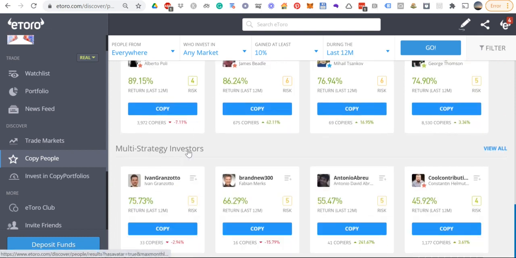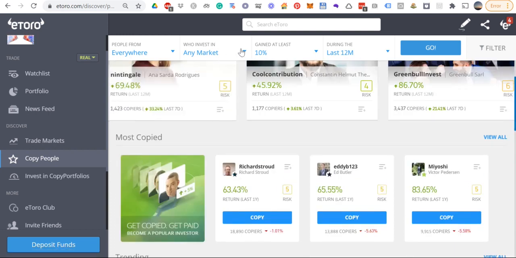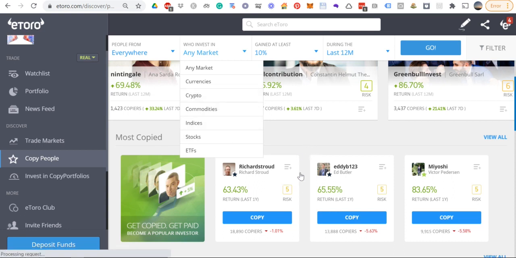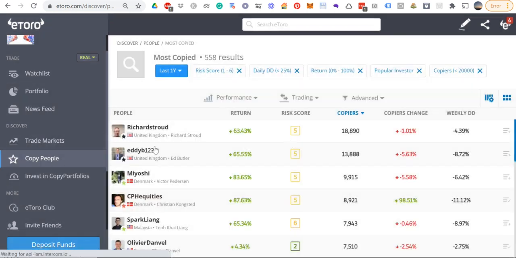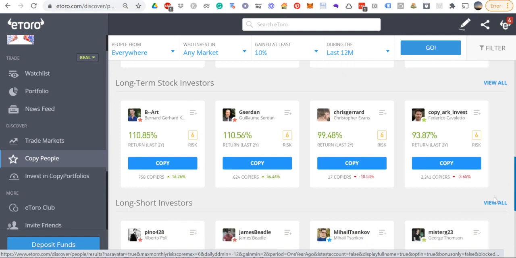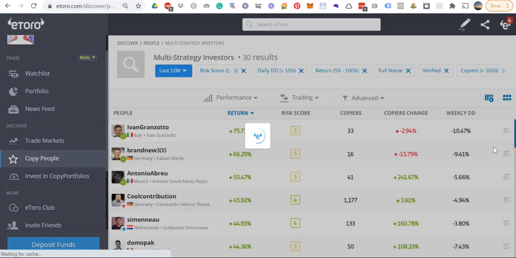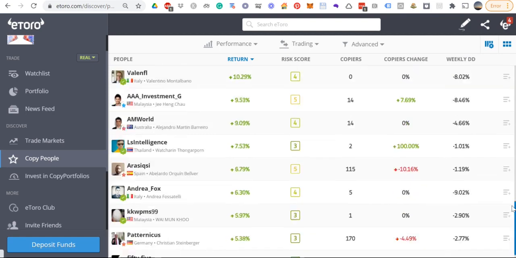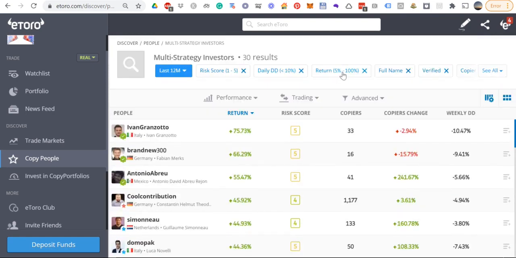And then the multi-strategy investors, personally, I won't look at those at all. These are guys that are investing in all sorts, crypto plus ETF plus all of the various asset classes, or at least most of them. Trying to be the jack of all trades. So there's not that many of them actually that are doing that well. You've got the view all links here, and if you view all of these, there's not actually that many that are in this minimum criteria, above 5% return, risk score of 1 to 5.